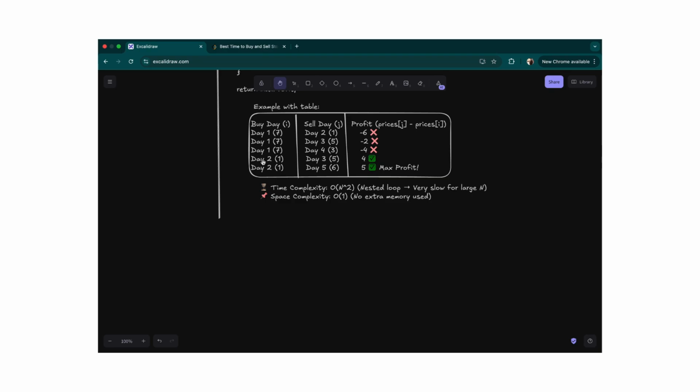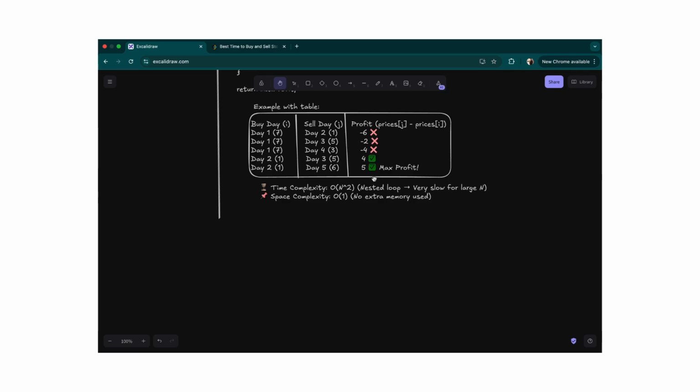Then from day 2 we are getting 1 and day 3 we are getting 5. If we subtract this, we are getting 4. So that is acceptable because it's a positive solution. But after that also we will keep updating ourselves to the next indexes in order to check the maximum profit. So we will check day 2, 1, with day 5, 6, and the subtracted value will be 6 minus 1, that will give us 5. So the maximum profit will become 5.